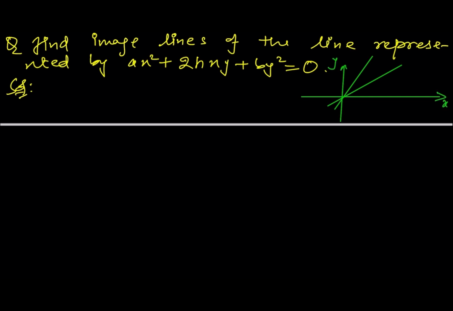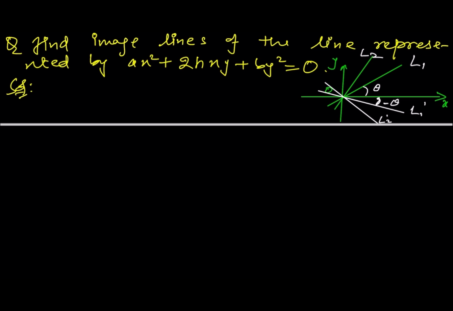So for the image, we can draw like this. This is L1, this is L2, this is L2, and this is L1. Say L1 dash, this is L2 dash. So if we are seeing the image, one thing will be a must: if this is theta, then this will be minus theta definitely.